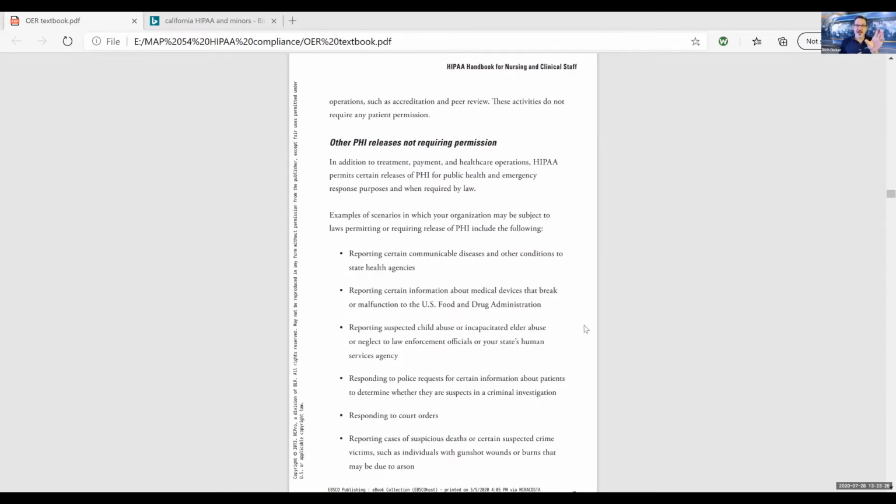This page 9 starts out with other PHI releases not requiring permission, meaning permission from the patient or the subject in the matter. It has several bullet points, and we'll touch on a few of them. Reporting certain communicable diseases. The reason we do not need a release for certain types of infections, HIV, hepatitis B, is that the state automatically gets those numbers, typically from the laboratory.